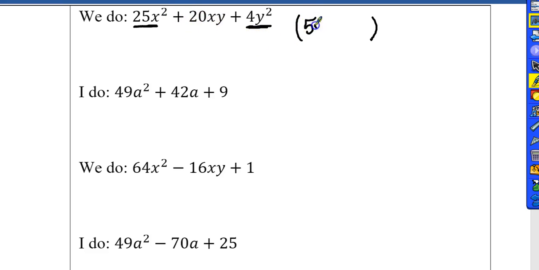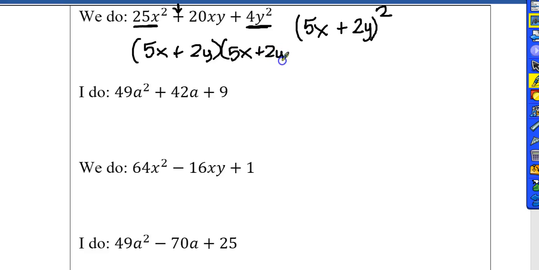So I could say that this is 5x and 2y, just taking their square roots, and I'm going to use this sign, quantity squared. So it factors very quickly. I always will do just a little check, and of course you don't need to write this, but if you don't mind, I'm going to do a little check, and then I'm going to show you how I shortcut this check, multiplying 25x squared, yes, 10xy plus 10xy is 20xy, and 2y times 2y is 4y squared. So you can see that the check works.